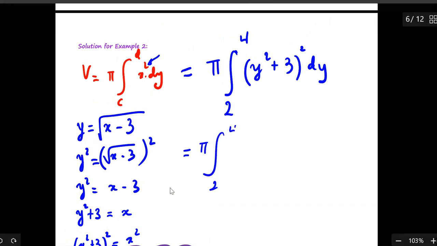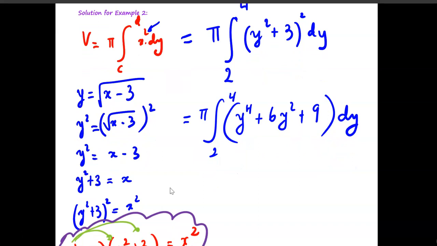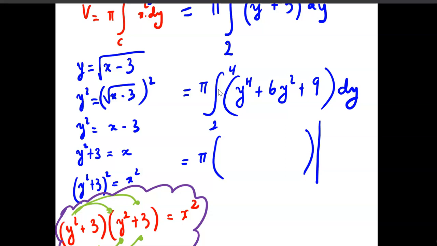So pi from 2 to 4. So this integral is y to the 4 plus 6y squared plus 9, all of it in the bracket, dy. Okay, so now I'm going to integrate each term individually. I should end up with pi. No more integral sign because I am going to integrate. I did that on purpose just to remind everyone that as soon as you integrate, you are going to take away your integral sign. If you apply the fundamental theorem, whatever you have in here, as a result, you are going to write it and evaluate this from 2 to 4. Okay, so keep that in mind.